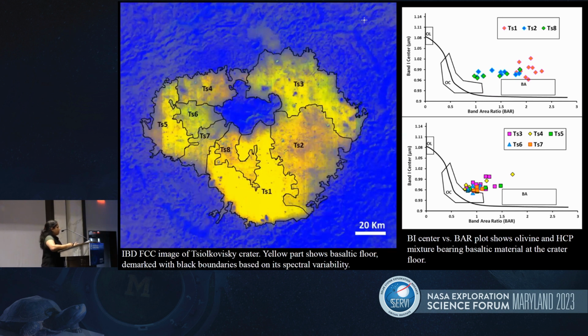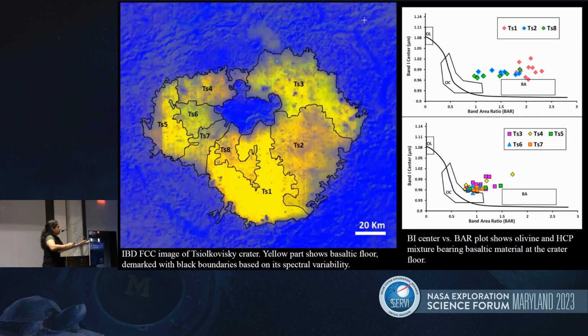In the upper graph, the pink values are band parameter values displaying TS1 mineralogy. Most of those parts display pyroxene-bearing material in the TS1 region, and TS2 in the upper graph displays mostly pyroxene and less olivine-rich material.